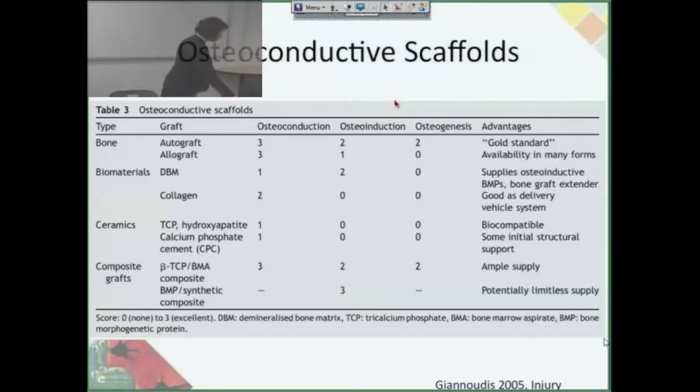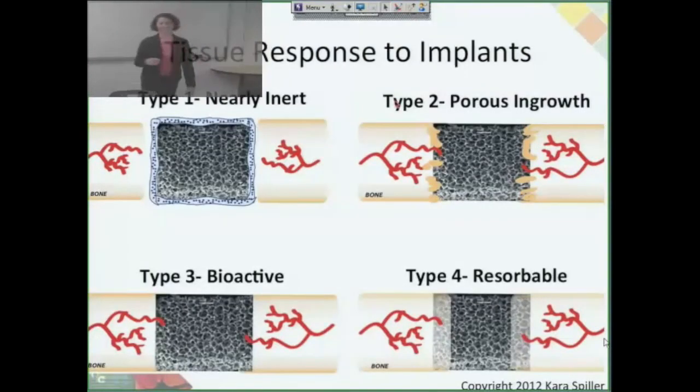Okay. We're nearing the end here. Don't worry. So there are 4 different types of tissue response to implants. You can probably think about this for a lot of materials, but this is specific to ceramics and bone. The first response is called nearly inert. It's the type 1 response.